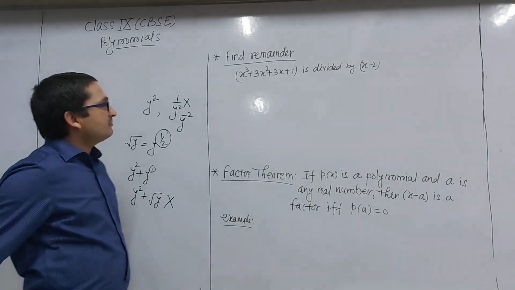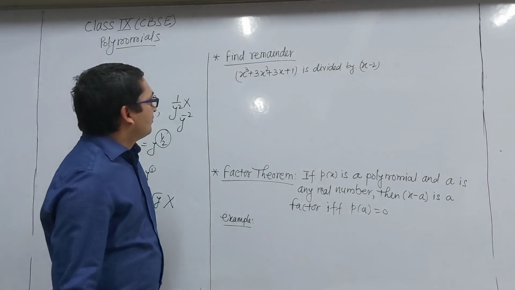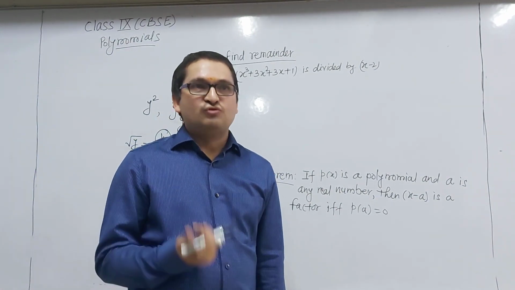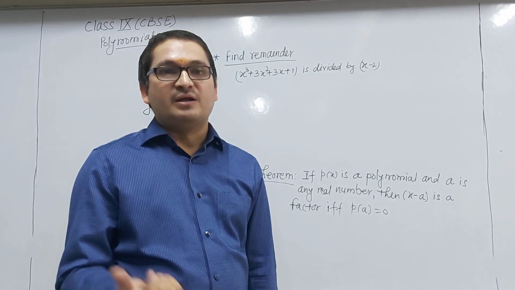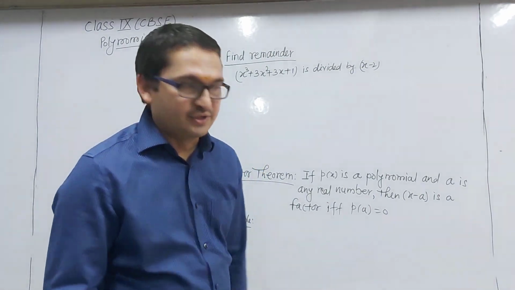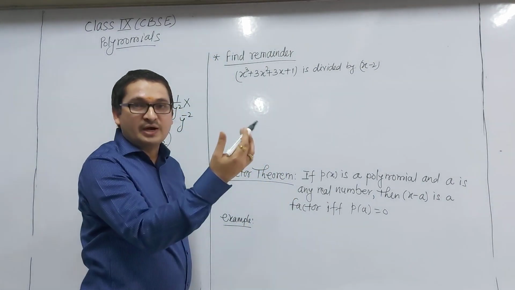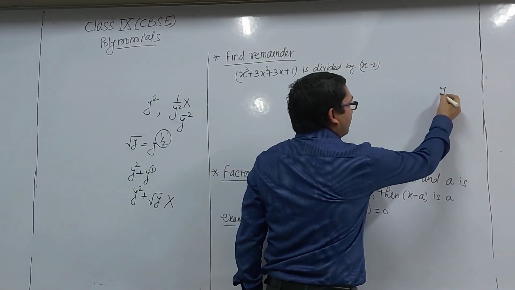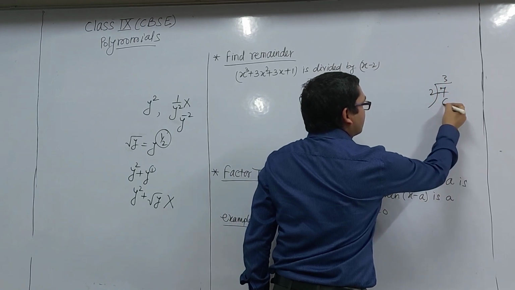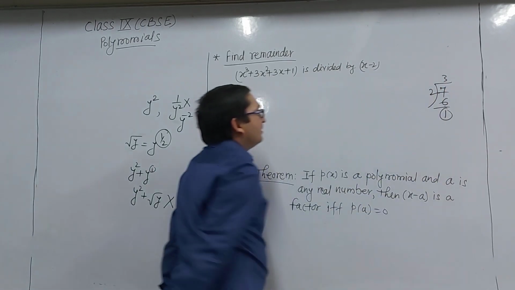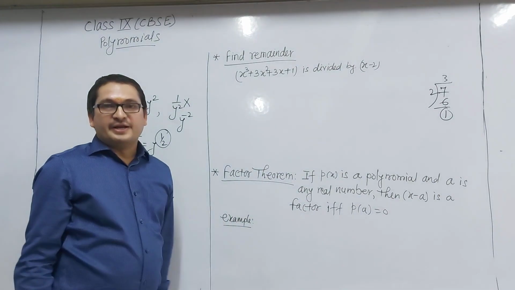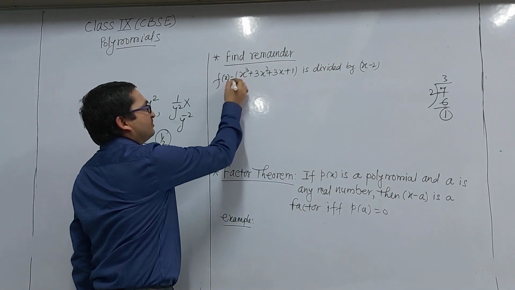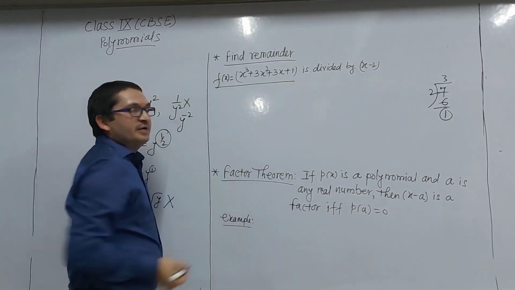After that, the remainder theorem. Find the remainder. Remainder theorem means the method of finding the remainder without actual division. How do we find the remainder? Suppose you are dividing 7 by 2: 2 threes are 6, so the remainder is 1. Now, if you want to find the remainder over here, what do we do? Let this be f(x). f(x) means the given function in terms of x.